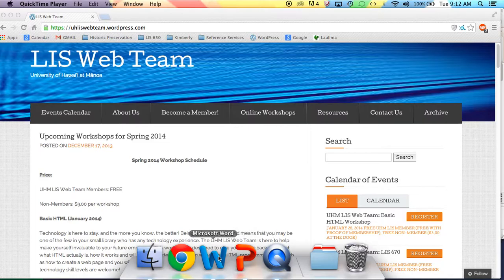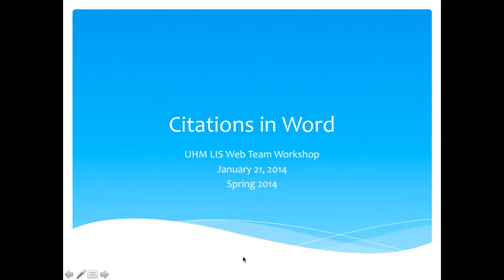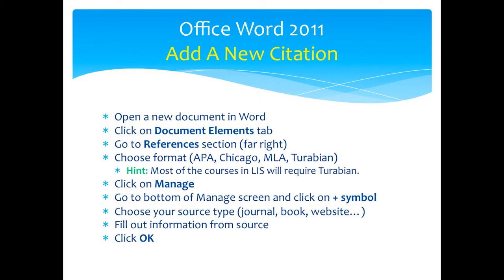Today we're going to be talking about citations in Word, specifically for Word 2007 and Word 2011. Now, some of you have been using online citation generators such as Son of Citation, and there's some other stuff, that you can generate your citations very quickly online.